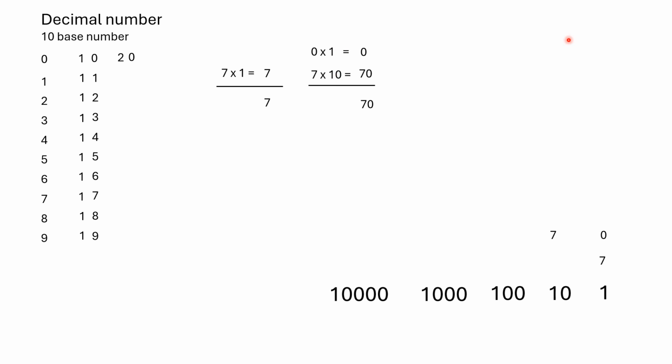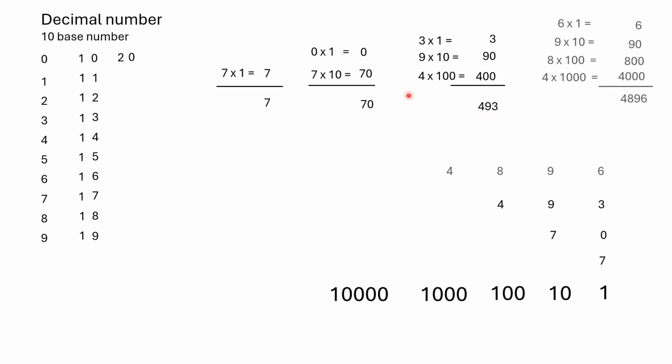Let us take a bigger number now. 493. This number 3 has a place value of 1, so we will multiply 1 by 3 and get a value of 3. 9 has the place value of 10. If we multiply 10 with 9, you get 90. And 4 has the place value of 100. If you multiply 100 with 4, you get 400, as you can see here. Now if you add all these together, you get 493.